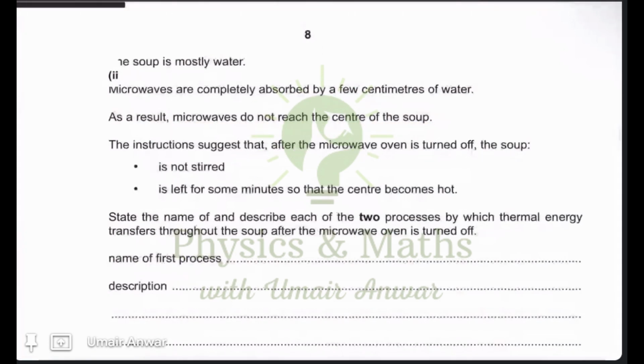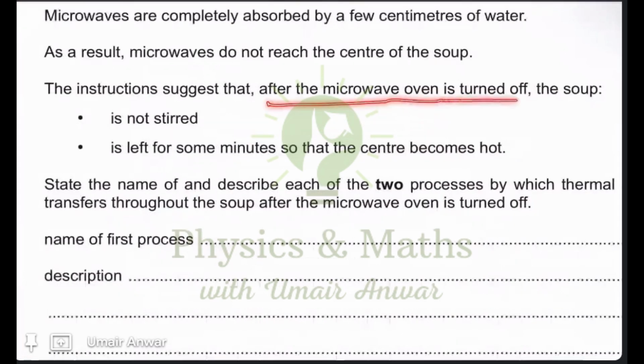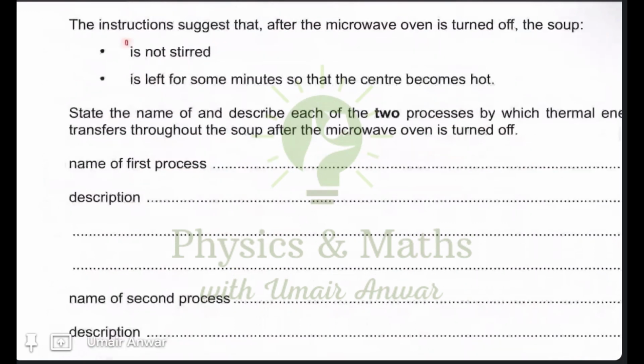The instructions suggest that after the microwave oven is turned off, the soup is not stirred and is left for some minutes so that the center becomes hot. So these are the two instructions. Number one, it is not to be stirred. And secondly, it should be left for some minutes so that the center also becomes hot.